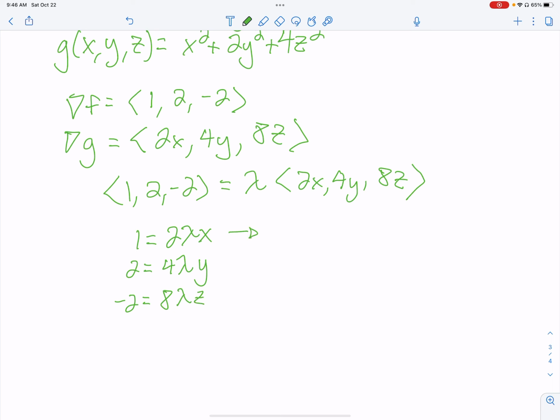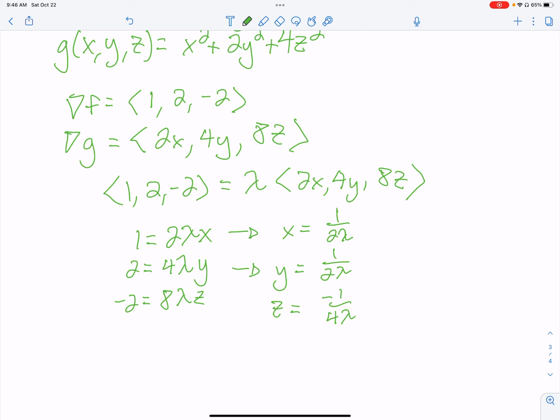I'm going to solve each one of these for x, y, and z. So x is 1 over 2 lambda. Y, I get 1 over 2 lambda, again, it reduces to that. And then z is going to be -1 over 4 lambda.